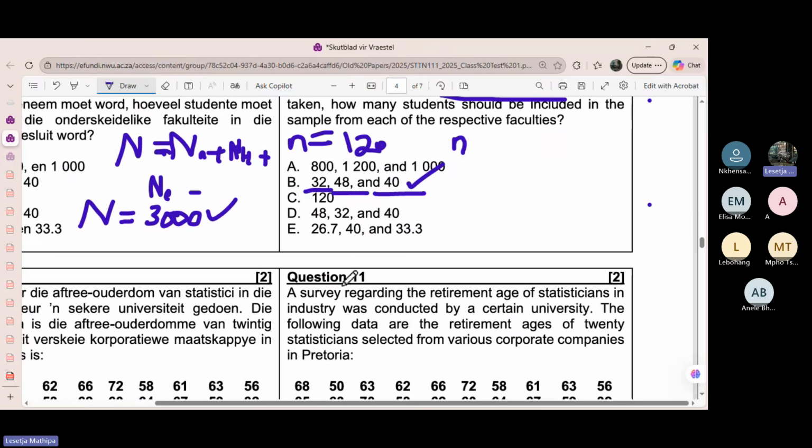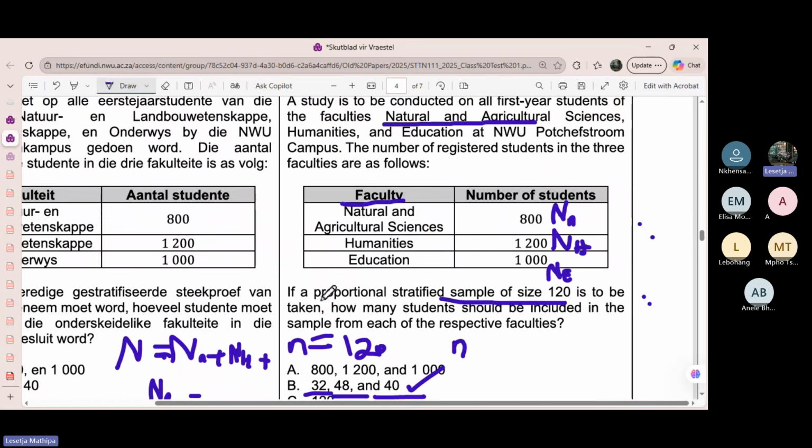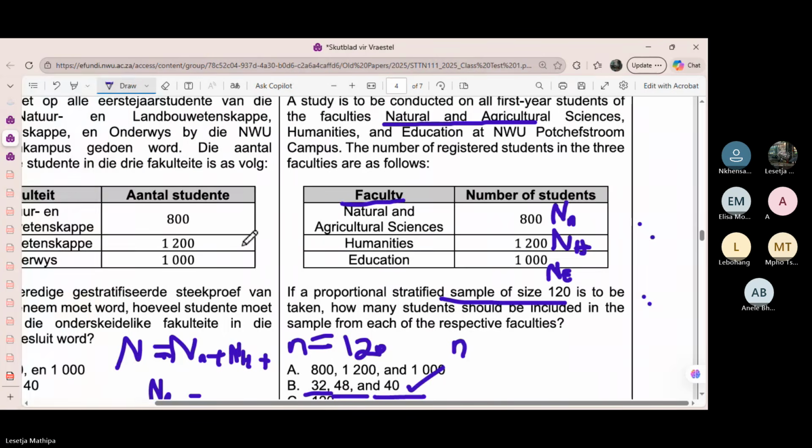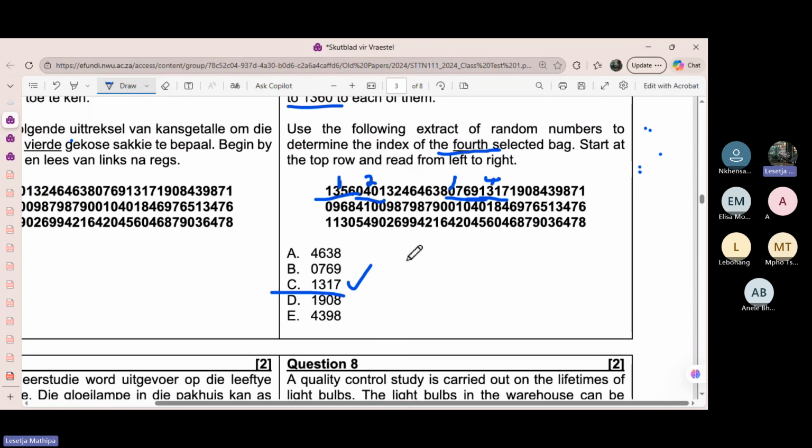All right. Yeah, that question was based on chapter 2, the stratified random sampling. Okay, before we do another question from a different question paper.